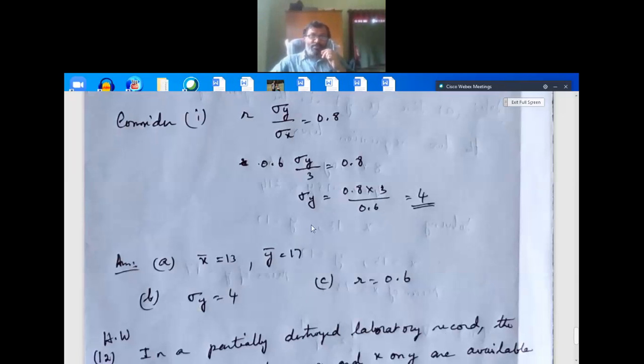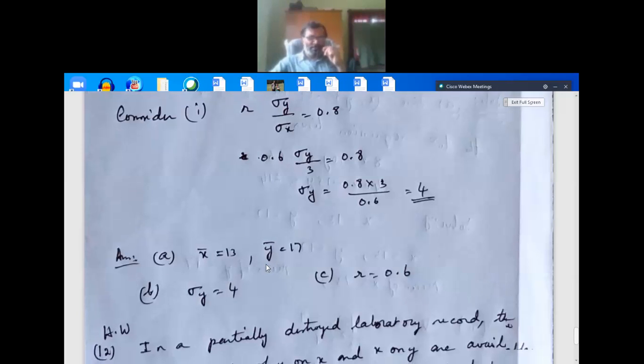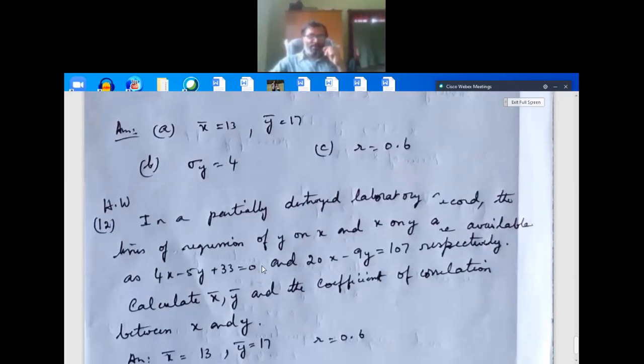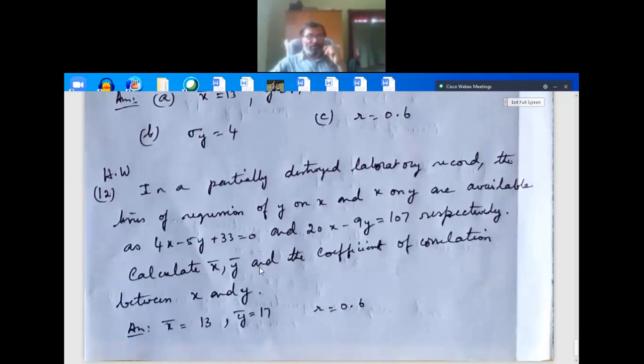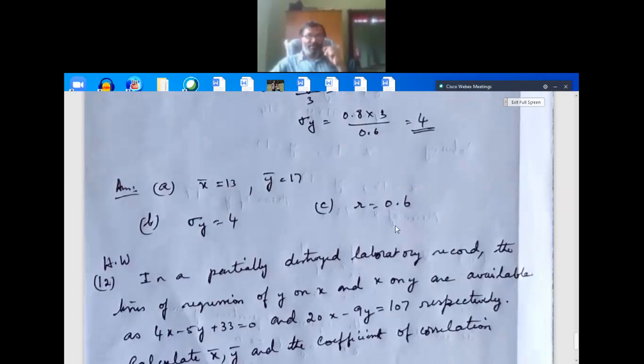Sigma y we got here is 4, the second answer: standard deviation of y is 4, and then the coefficient of correlation R is 0.6. It is positive because both the regression coefficients are positive. This is a very important question. Now it is the same question I have given here as homework for you, and I will not solve it. The answer is also the same. See, x bar is equal to 13, y bar is 17, R is 0.6.